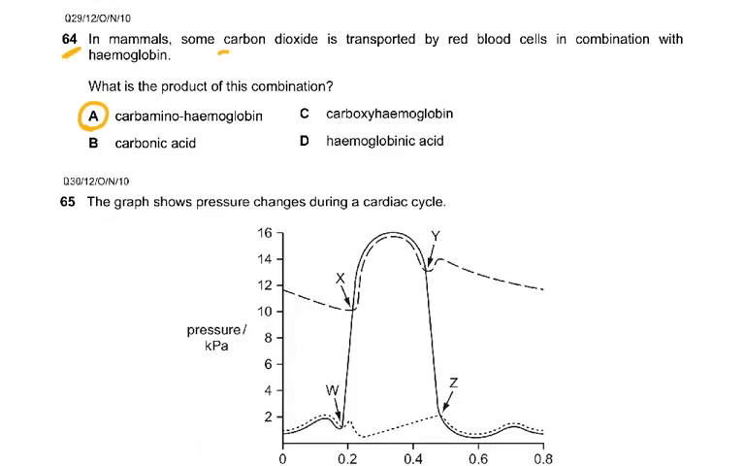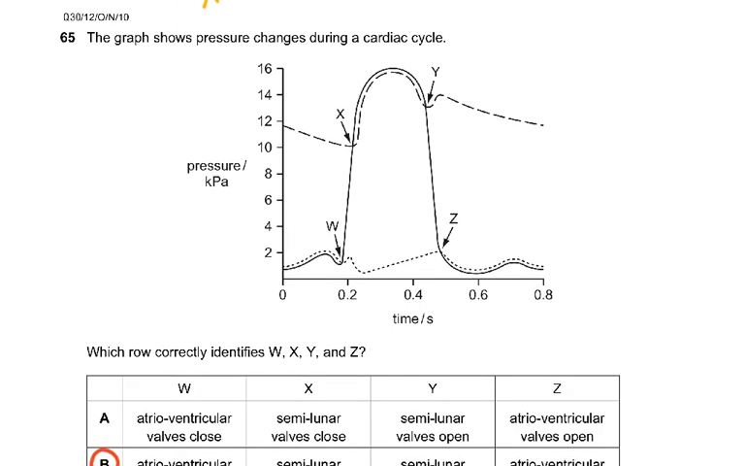Question 64. In mammals, some carbon dioxide is transported by red blood cells in combination with hemoglobin. What is the product of this combination? Carbaminohemoglobin. Please, not carboxy, that's carbon monoxide. Hemoglobinic acid, no. Carbonic acid, no. Only carbon dioxide and water combine to form carbonic acid. Yes, but they didn't ask you that question. They said in mammals, some carbon dioxide is transported by red blood cells in combination with hemoglobin. That's only carbaminohemoglobin.